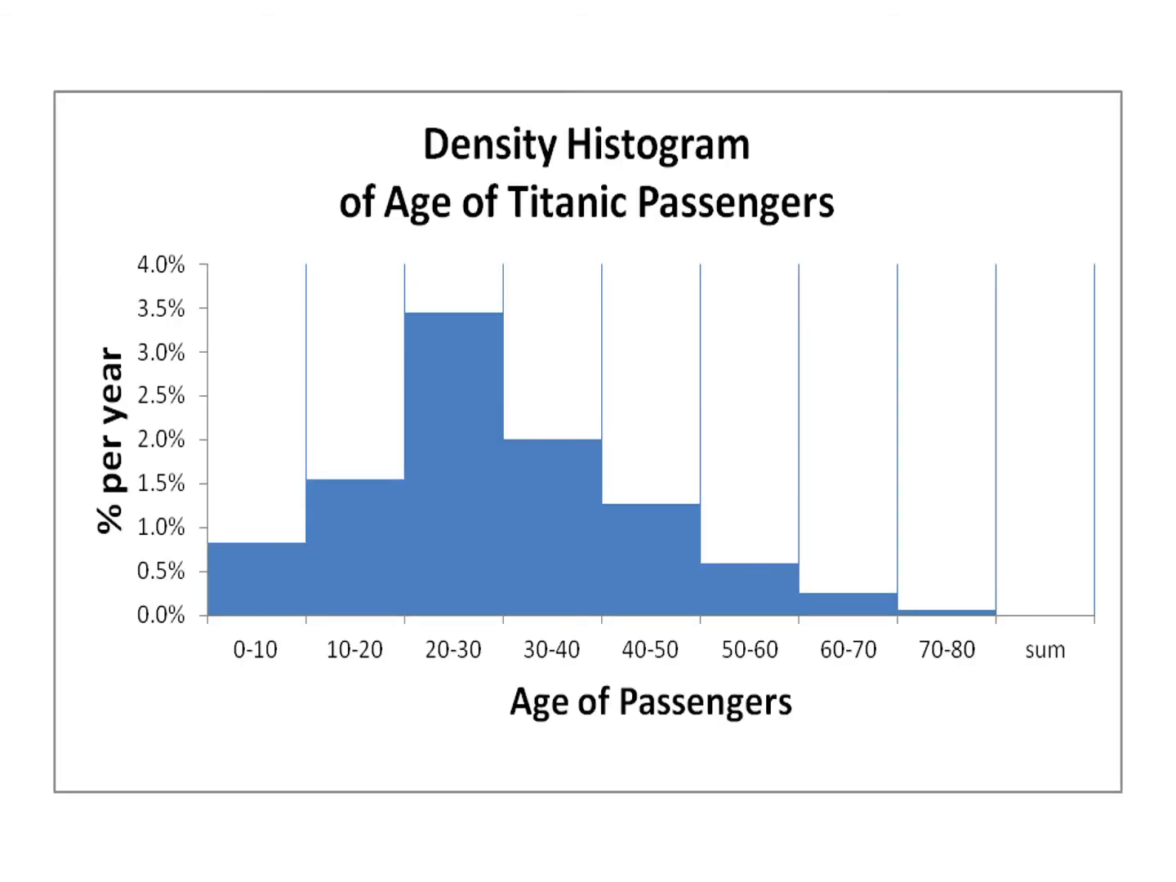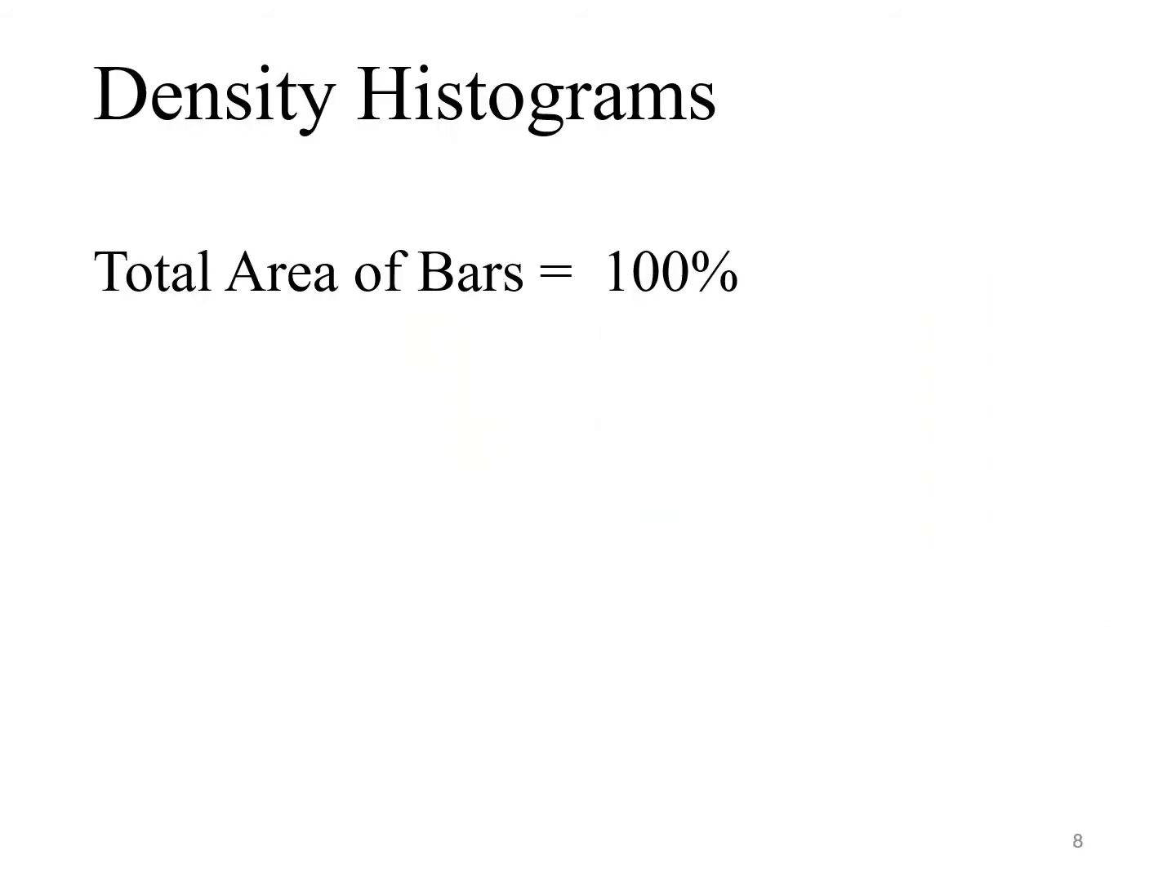Let's look at an example of a density histogram. Here we have a density histogram that shows the distribution for ages of Titanic passengers, and the unit for age is 1 year. The height of each bar shows the percent of passengers per year for a particular age, and the area of each bar shows the percent of passengers who fell in each 10-year category. And finally, we learned that with density histograms, the total area of all bars is always 100%.